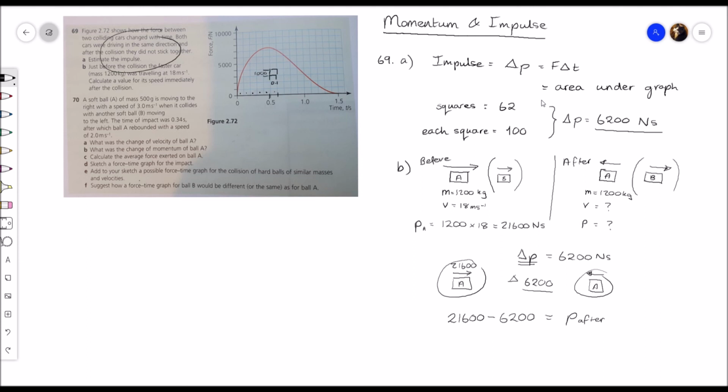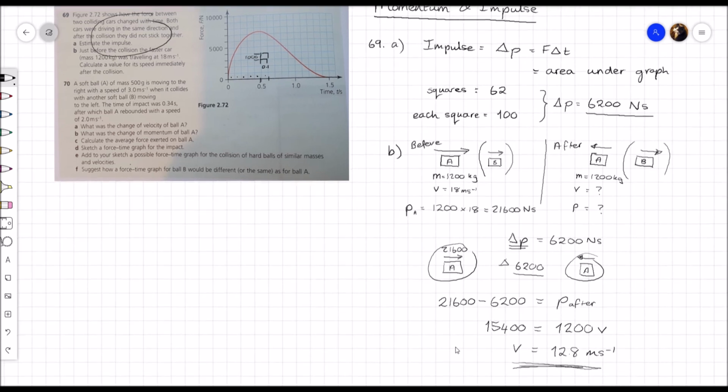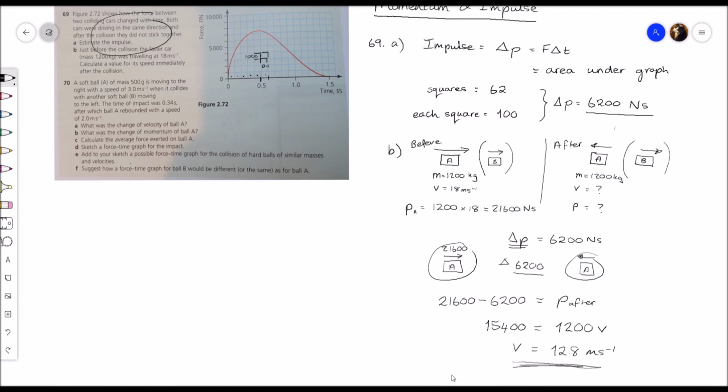So if I stick that in my calculator, I found out that the change makes a new momentum of 15,400, which is equal to mass times velocity. So we can work out the new velocity is 12.8 meters per second. Okay, so watch out with the direction and watch out for things like where it says they didn't stick together, so you know that A comes out going backwards.